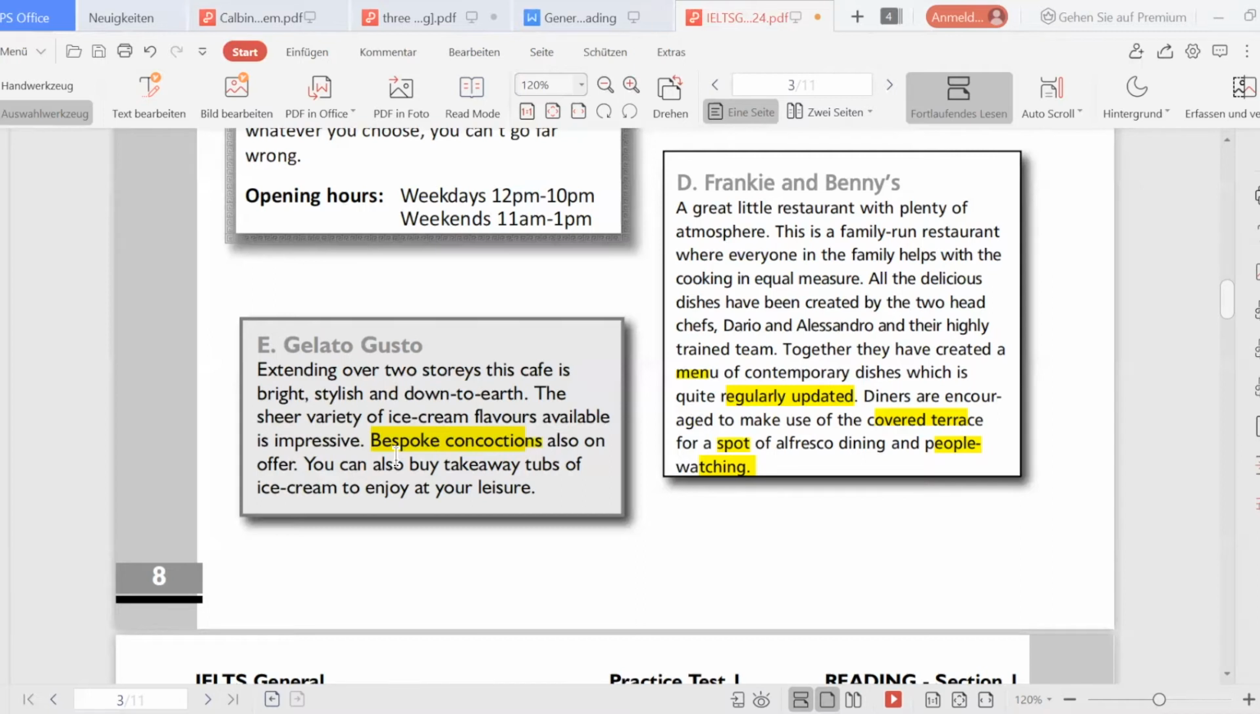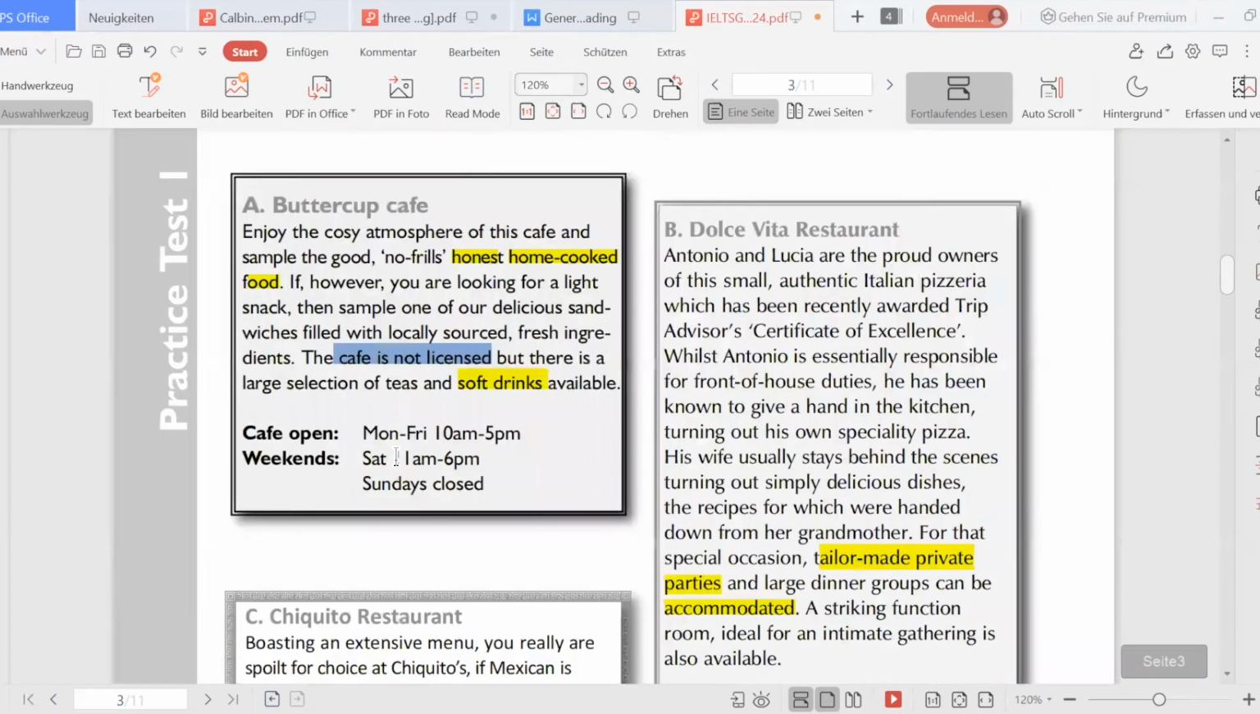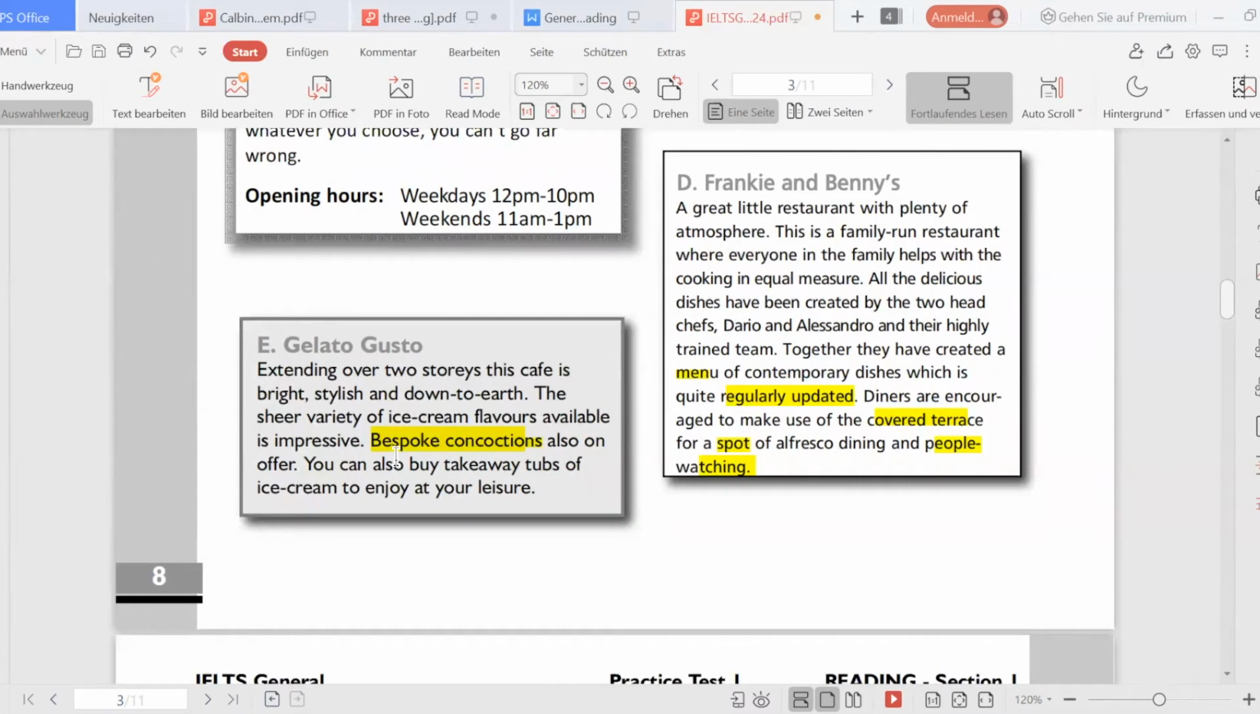But when we do a keywords matching, bespoke means that the customer customizes what he wants, okay? So done according to specifications of a particular customer, and concoctions means that, okay, you don't have a set menu, you mix it as in how you want it, all right? So E is our answer. The phrase custom-made orders is actually the related words to bespoke concoction on offer. They also have the word offer for orders.